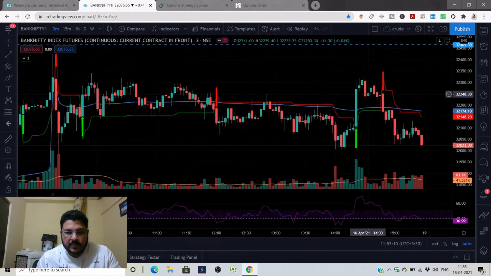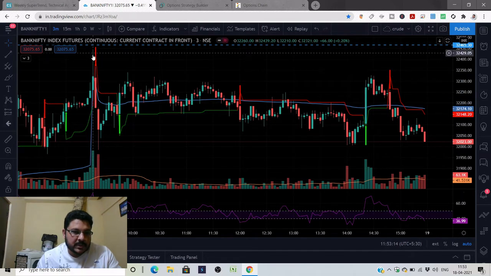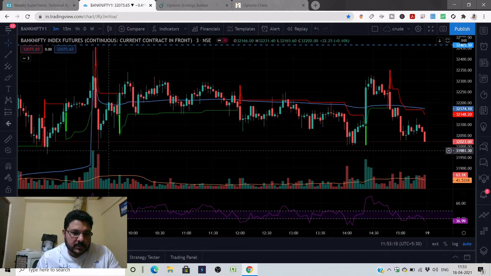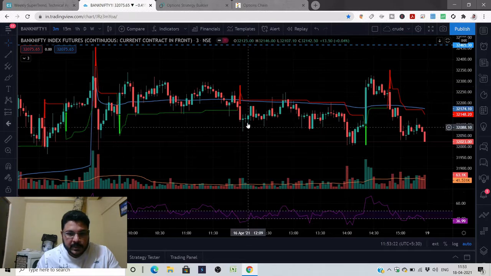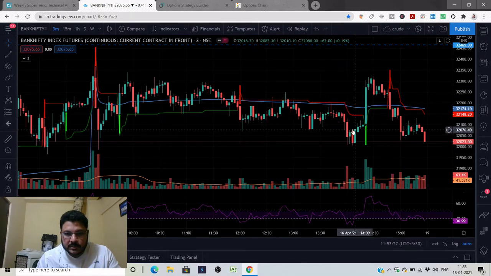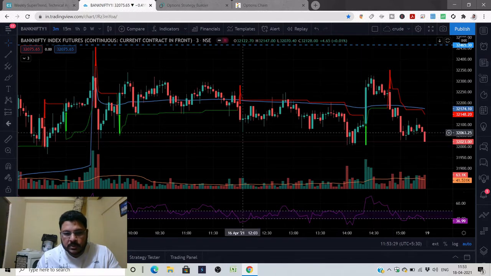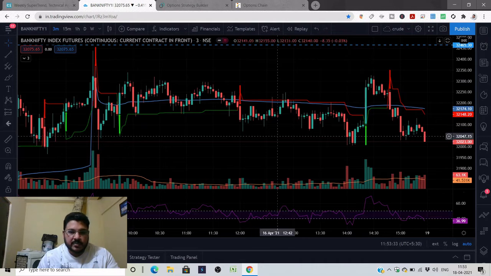On a 3-minute time frame, if you want to trade Bank Nifty, you should always look out for these kinds of sudden falls and then a green candle forming. Then your stop loss will be below this, and you go long and exit. Same here, exit. Same here, exit. So this is what you need to look for when scalping during intraday for Bank Nifty.